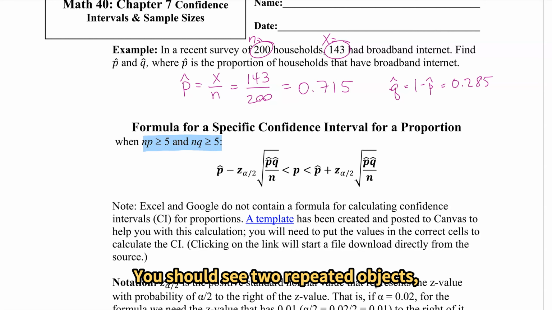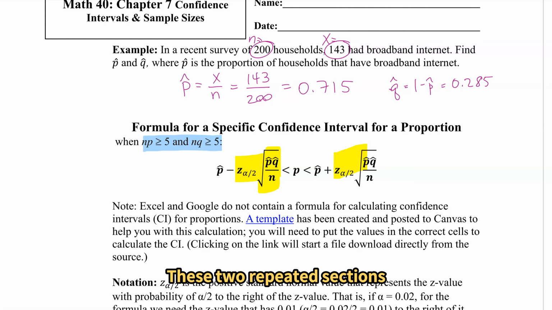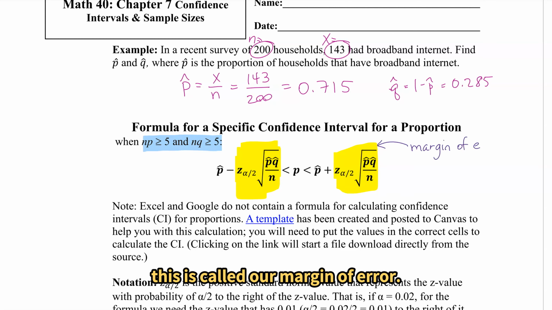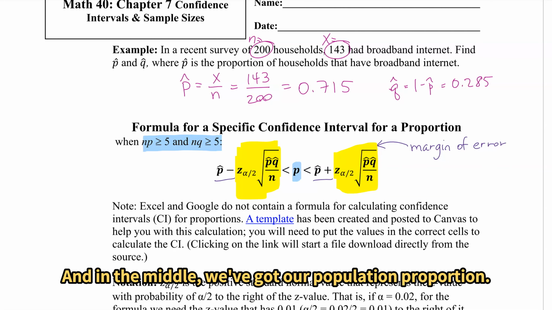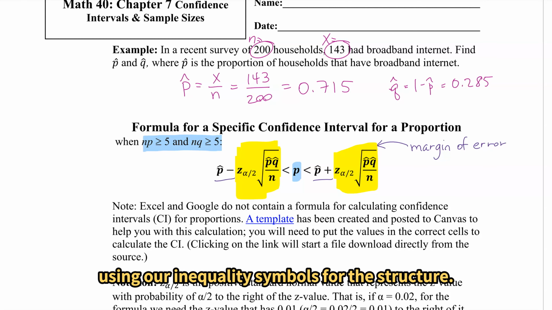First off, you should see two repeated expressions, which I'm going to highlight in yellow. These two repeated sections right here that are identical, this is called our margin of error. And notice we add and subtract that margin of error to the sample proportion. And in the middle, we've got our population proportion. So this is creating the interval using our inequality symbols for the structure.